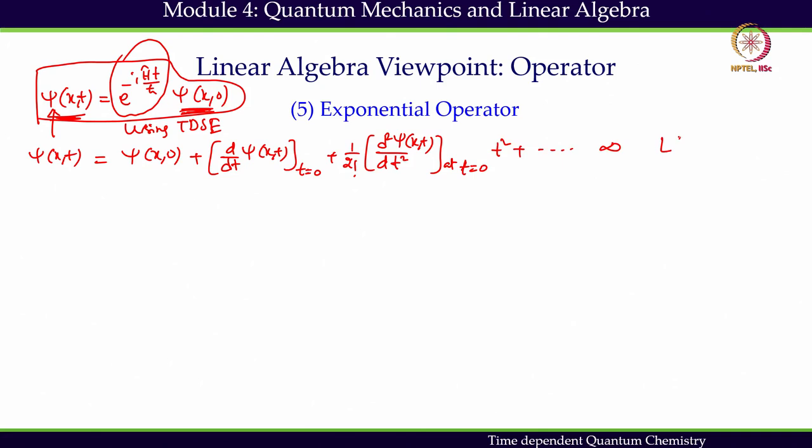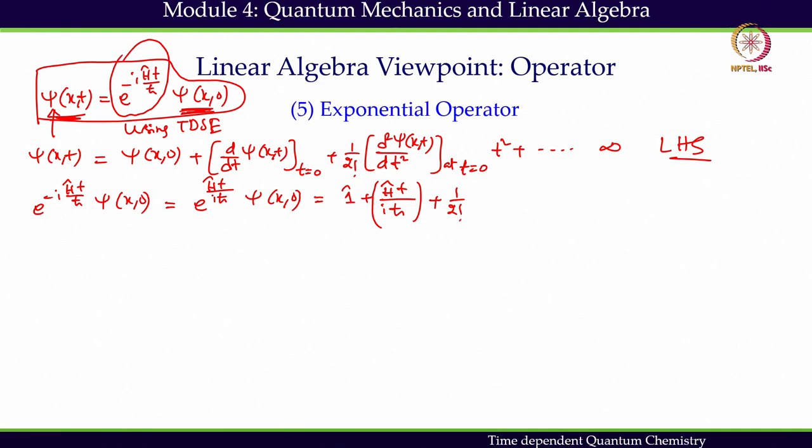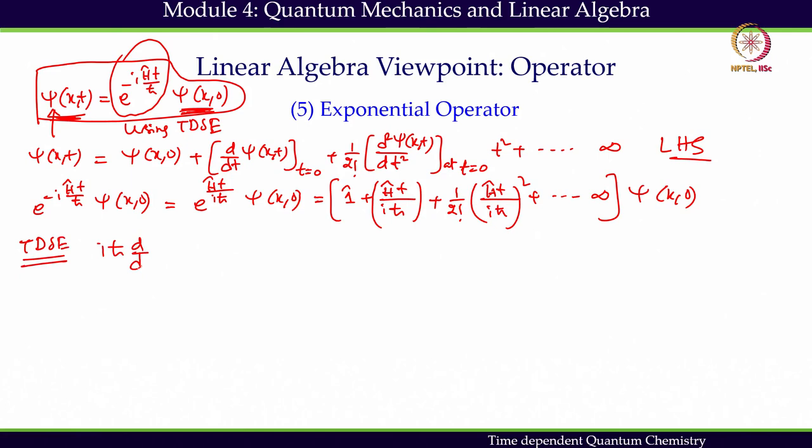On the other hand, on the right hand side I have e to the power minus iHt by h cut psi x 0, which can be rewritten as e to the power Ht by i h cut psi x 0, which can be written as 1 plus Ht by i h cut plus 1 by 2 Ht by i h cut whole square. So this is the operator acting on psi x 0. Now the time dependent Schrodinger equation is giving me i h cut d dt psi x t.